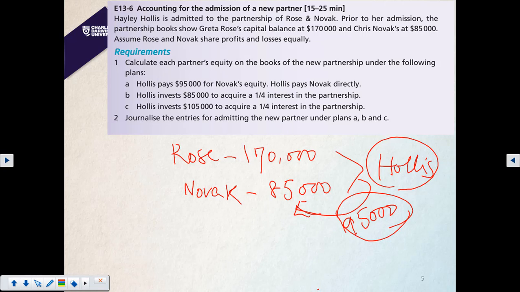So my question is, if I do a new balance sheet in the company or a partnership company, then we need to write capital, right? Assets, liabilities, owner's equity. In the owner's equity, I need to write both of their owner's equity. So I already know Rose is going to be $170,000. Novak is going out from the business and Holly is coming. My question is now, what will be the capital amount of Holly that I have to write here? $85,000 or $95,000? She's paying actually $95,000.